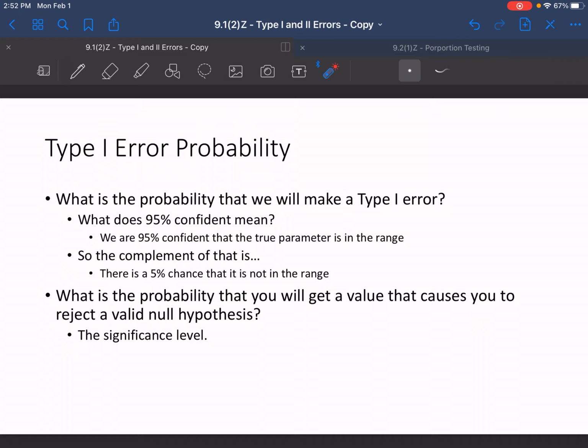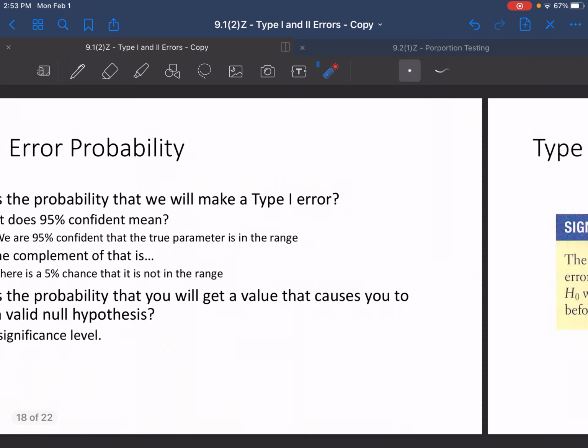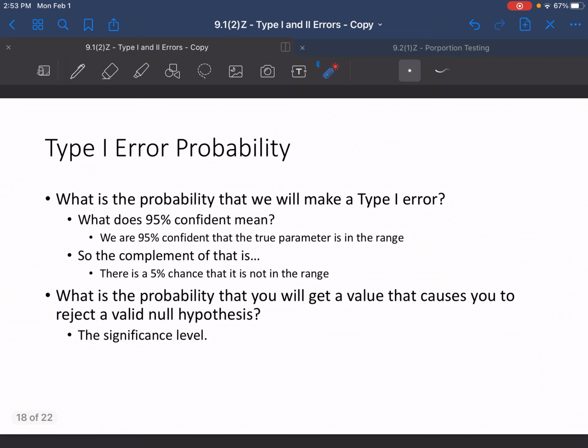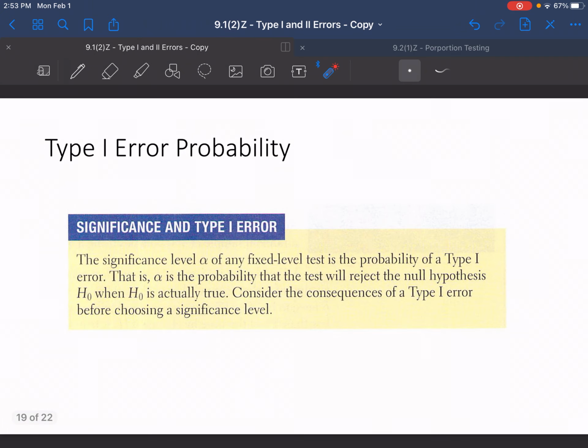So what is the probability that we will get a value that causes us to reject a valid null hypothesis? And that's what's known as our significance level. Again, the probability that we will get a value that causes us to reject a valid null hypothesis. So the significance level, alpha, of any fixed level test is the probability that a type 1 error occurs.